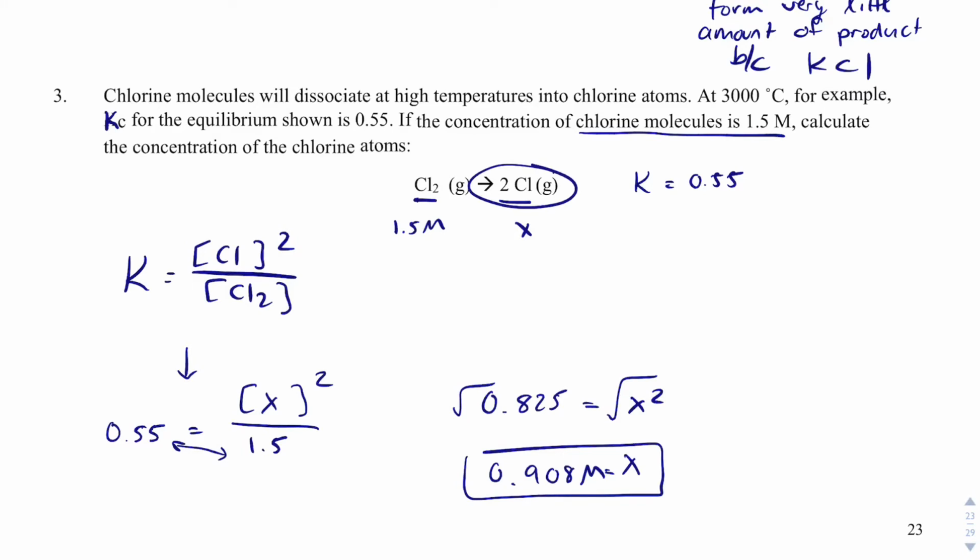To me, this might be hard to see right now, but this makes a lot of sense. We form very little product because K is less than 1. And so X, when I solve for it, should have been less than my Cl2, which was 1.5. So that makes sense to me.